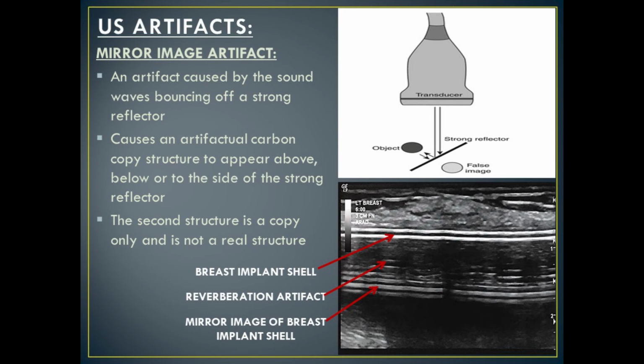The implant shell is a strong reflector, causing the mirror image artifact to appear as a second copy of an implant shell located within the lumen of the implant on the ultrasound image.